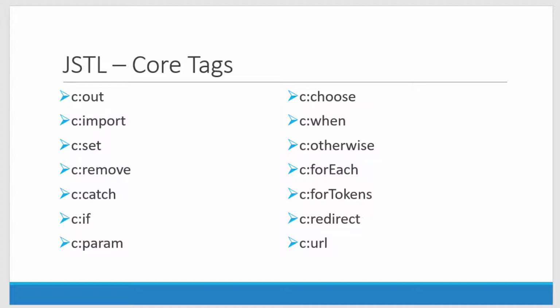the variables in terms of setting a variable as well as removing a variable, handling the exceptions as well as condition handling like if conditions, for loop iterations and URL handling in terms of redirecting it to another URL or downloading the data from another URL. We are going to see a demo for each and every tag library. Let's go ahead and create a sample demo.